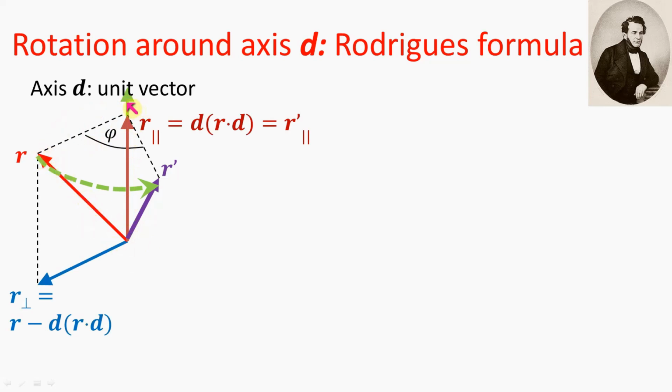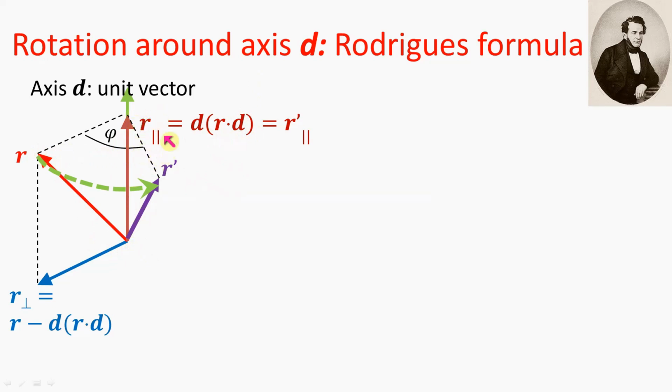onto axis d. We know that the dot product is nothing but a projection of one vector onto the other vector. So if d is a unit vector, r dot d expresses the length of the projection. If this scalar is multiplied by the unit vector d, we will get a vector which is nothing but the projection of r onto axis d.